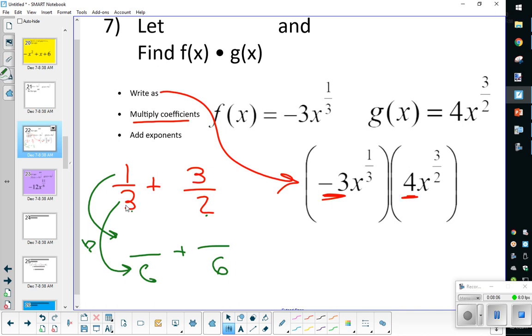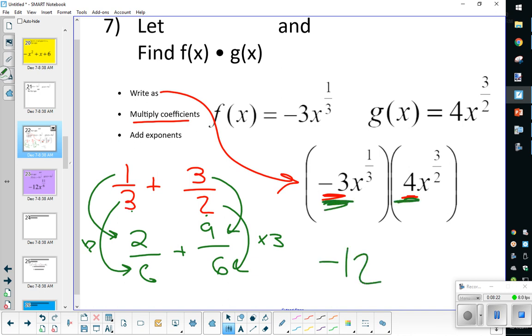Just take 1 times 2, right? So 2. On the other one, to get 6, she's got to multiply that by 3. And so that means she's going to multiply the top by 3 as well to get 9. We are adding those fractions together. We are taking -3 times 4 to get her -12. And then she's going to add her exponent. Since her denominator is the same now, it's going to stay a 6 on bottom.